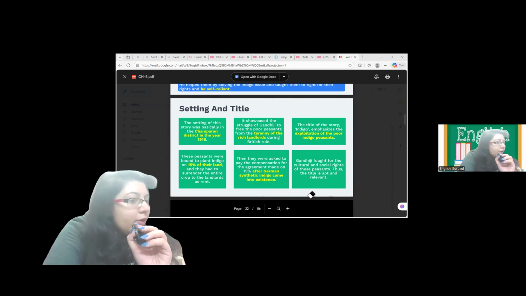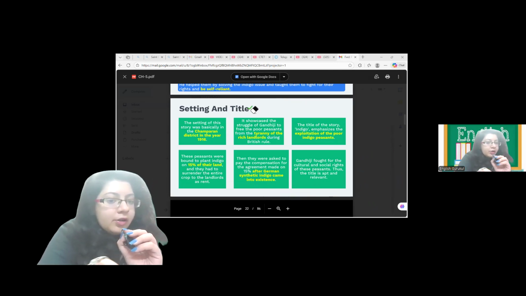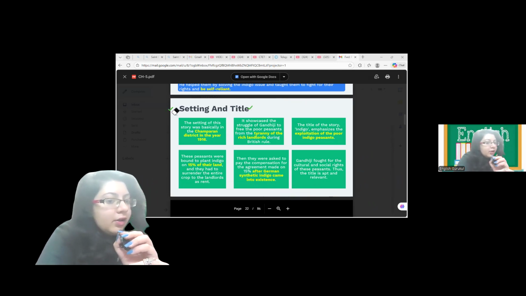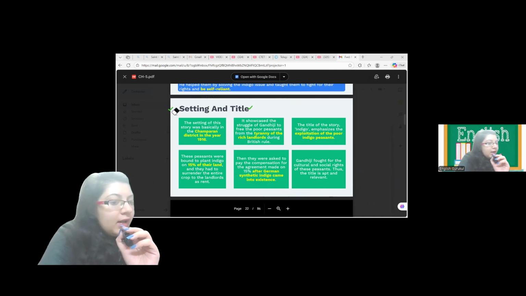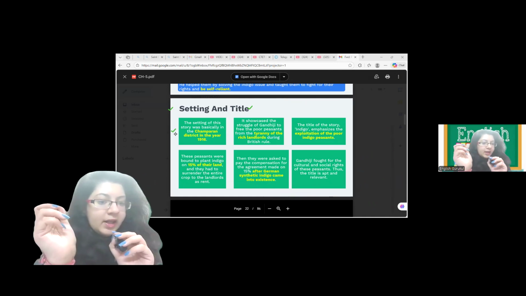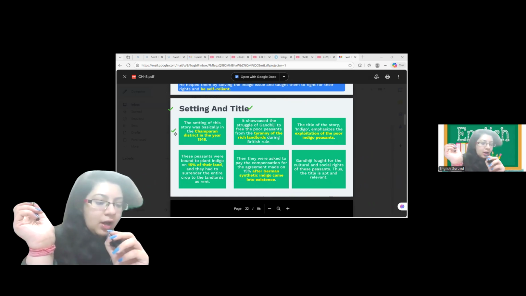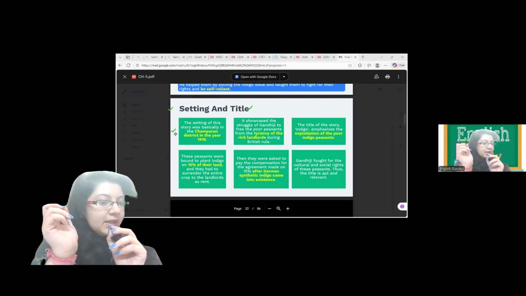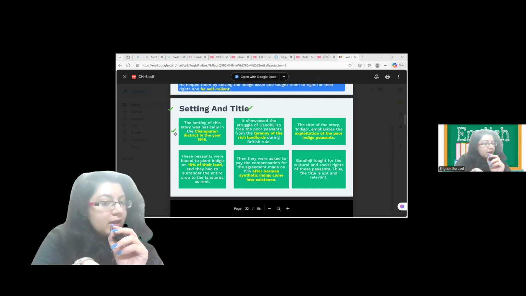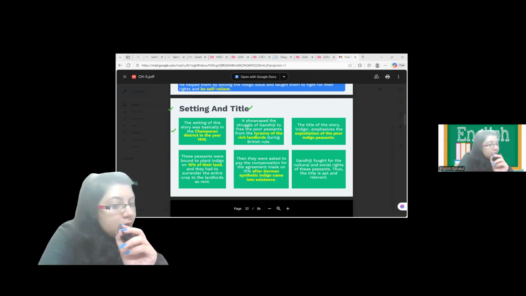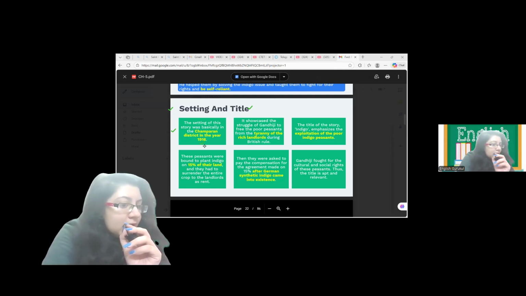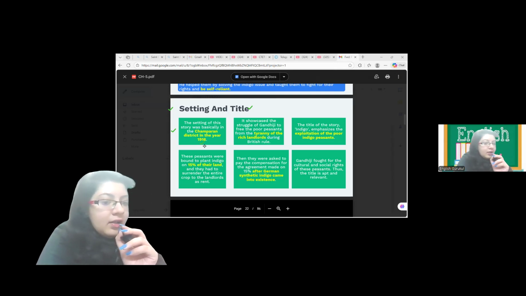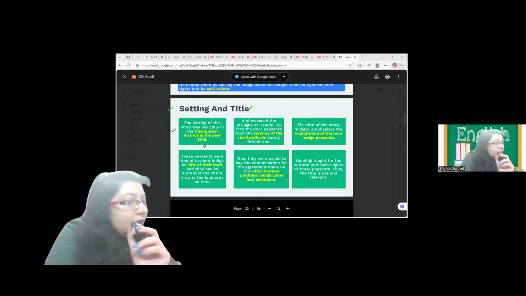Now we are going to have a look at the setting and title. The setting of this story was basically in the Champaran district in the year 1916. You are supposed to remember the year as well, right? So what is the year? The year being 1916.